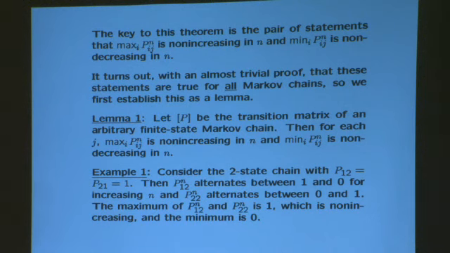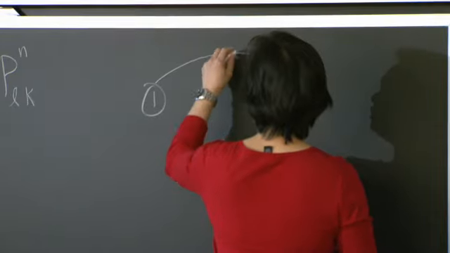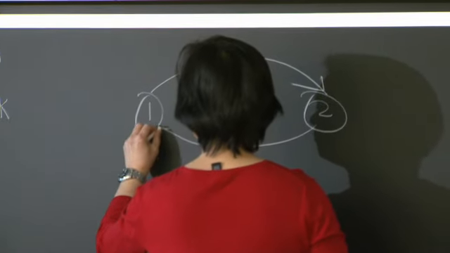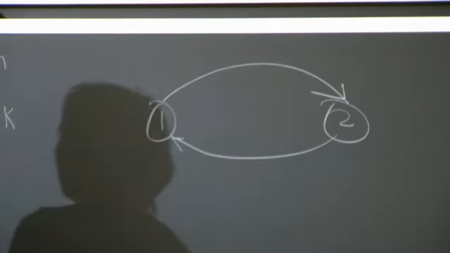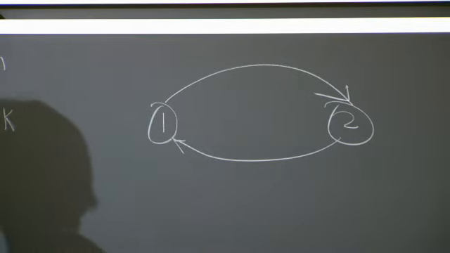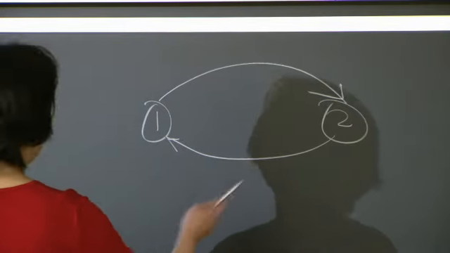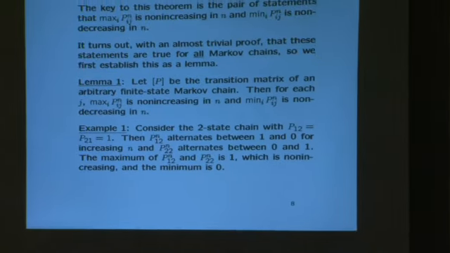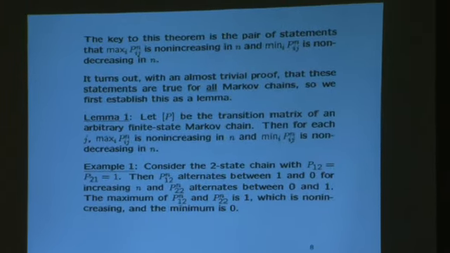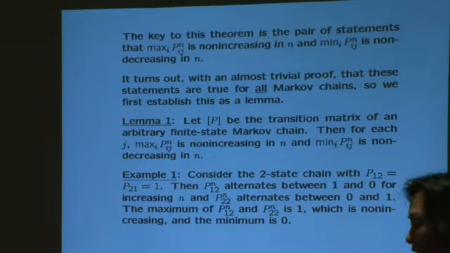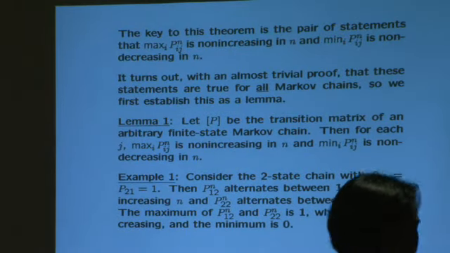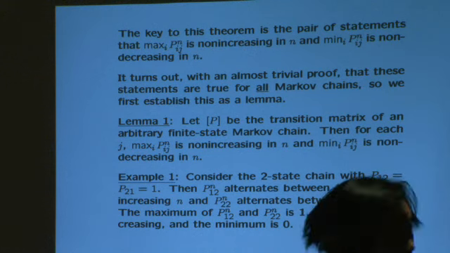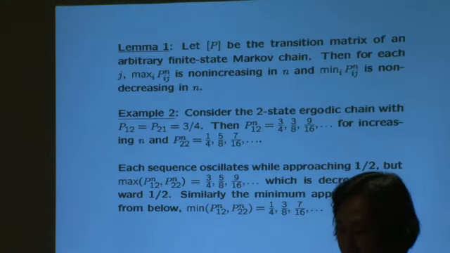So we have a probability transition matrix. The transition is just one here and one here, each with probability 1. In this case, if we ask for the maximum probability of being in state 2 given n steps, we know this probability alternates between 1 and 0. It's not increasing, it's not decreasing, it's always the same. So those two bounds are met with equality.